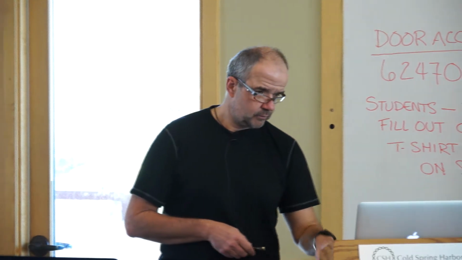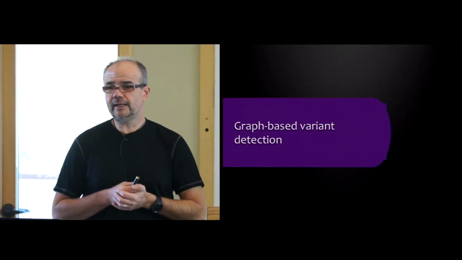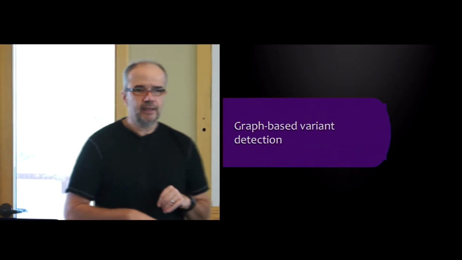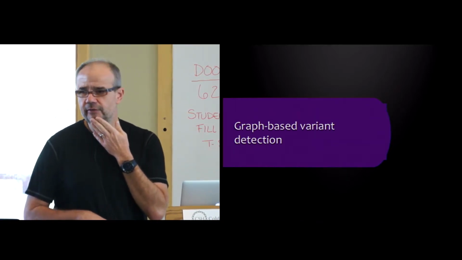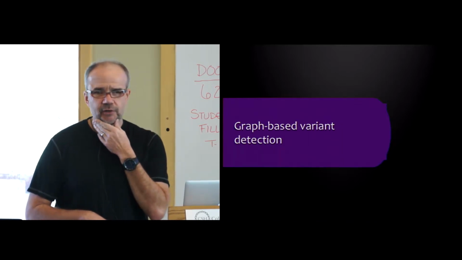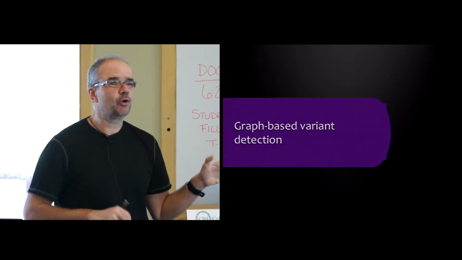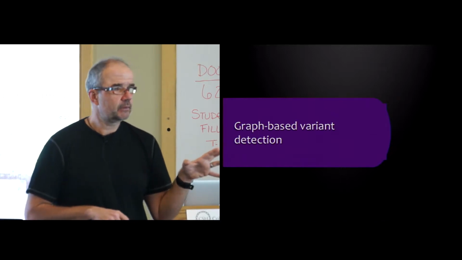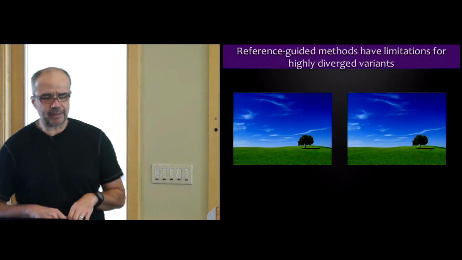So, okay. Then the next technology I want to talk to you guys about is called graph-based variant detection. Many of you might have heard of BWA MEM. When you talk about the genome sequence, the newest genome version, GRC38, has these alternative contigs and alternative assemblies. How many of you have heard of that? A couple of you. Okay.